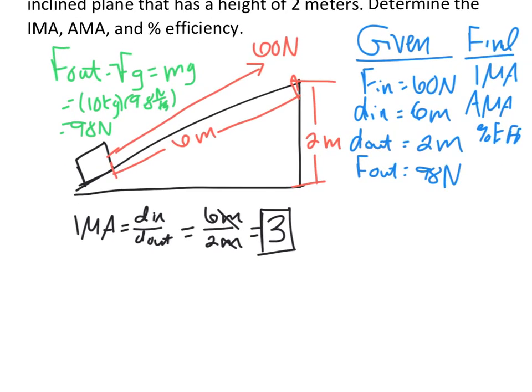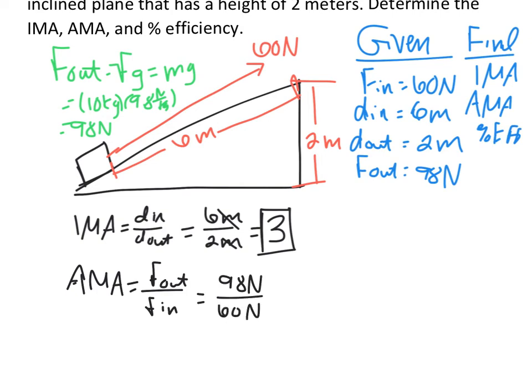Our AMA equals output force over input force. So my output force, which is the weight, 98 newtons, divided by the input force, my effort, 60 newtons. 98 divided by 60 equals 1.63.